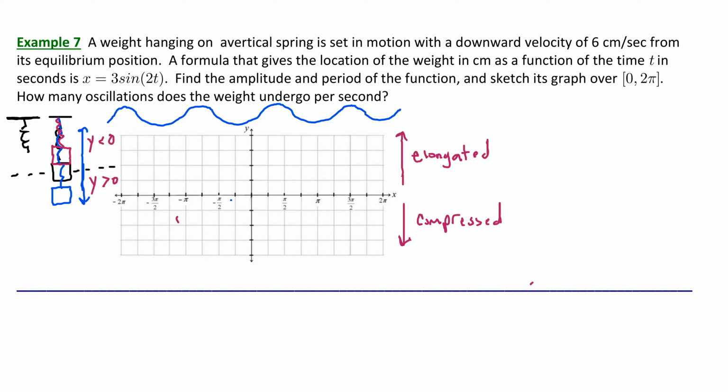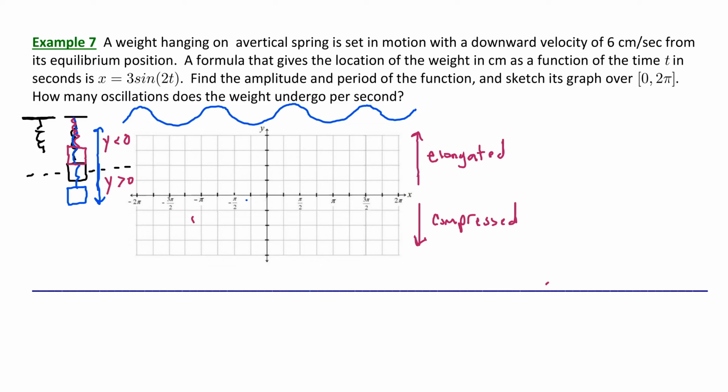A formula that gives the location of the weight in centimeters as a function of the time t in seconds is x equals 3 sine of 2t. Position is x. Okay, so notice here that our dependent variable is x and our independent variable is time. So we're measuring the position of this mass above and below the equilibrium as x relative to time measured in seconds. Find the amplitude and period of the function.